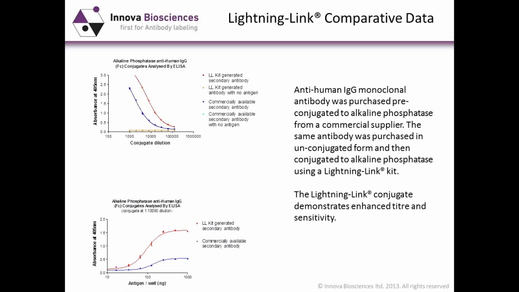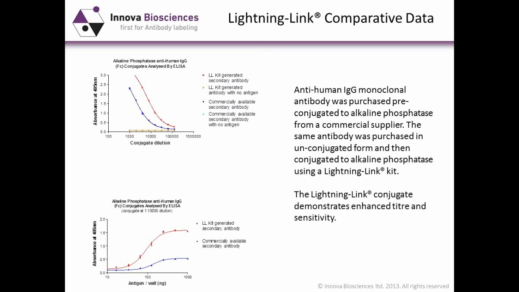The slide on the screen now shows some comparative data comparing the effect of using LightningLink to conjugate alkaline phosphatase to an antibody and a traditional technique. What we've undertaken in this experiment is to buy a commercially available antibody that recognizes human IgG and to conjugate that antibody to alkaline phosphatase using a LightningLink kit. At the same time and from the same supplier, we've purchased a pre-conjugated version of that antibody.